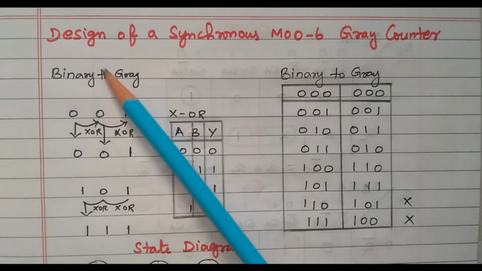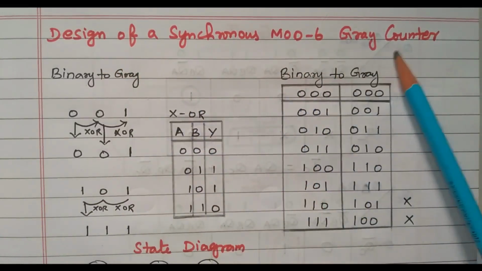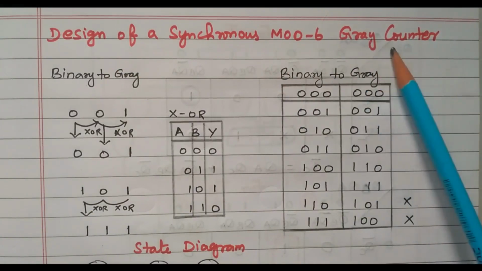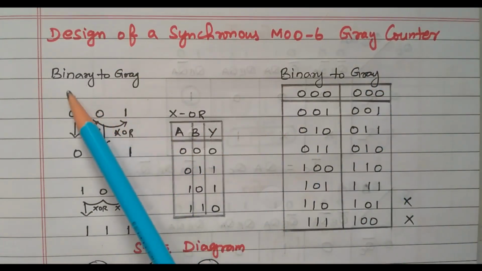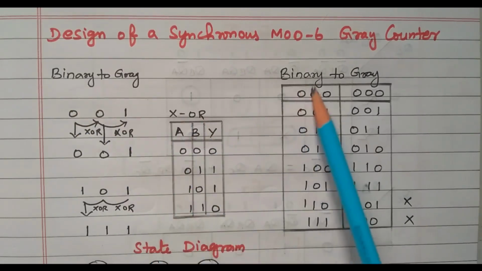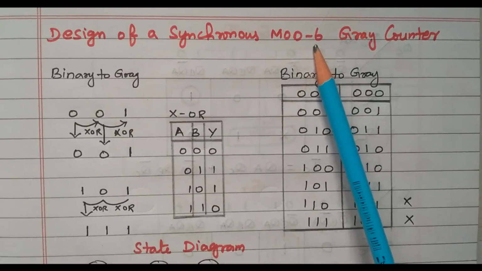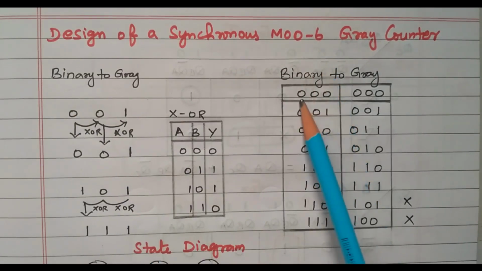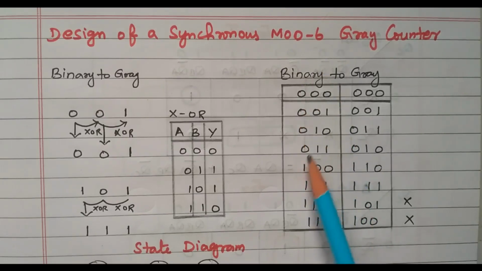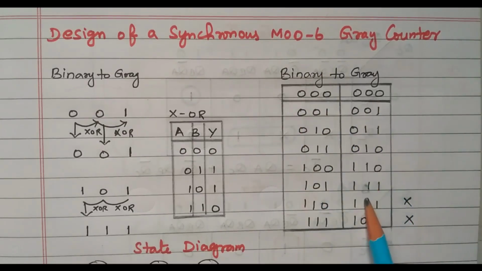Welcome student. In this video we will see the design of synchronous mod 6 gray counter. Right? So this we need to find the gray counter. So first we need to see how to convert the binary to gray. Right? So this is the binary number. Mod 6 is there, so definitely there will be 8 combinations. 3 bit will be there. So we can take 3 bit binary number 000, 001, 010, like that it will go up to 111. Right. So this binary number should be converted into gray code.